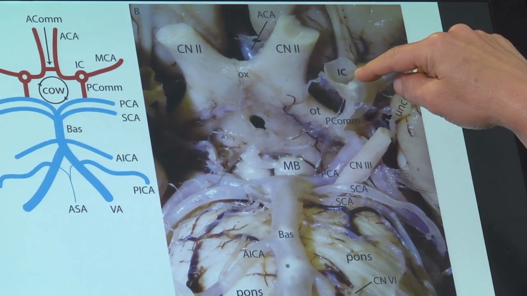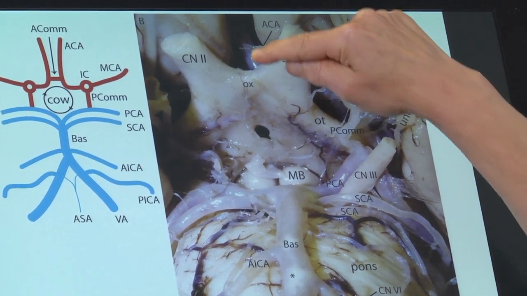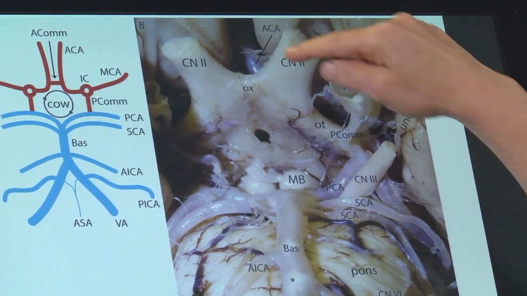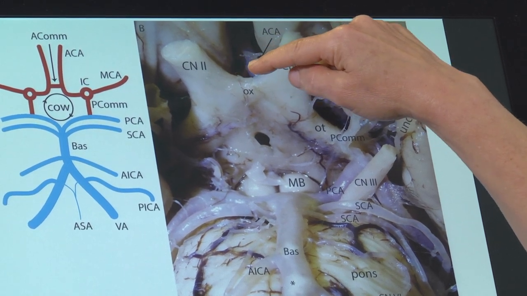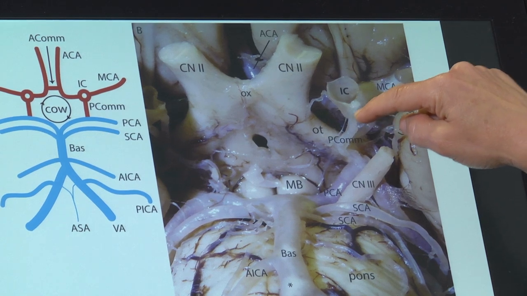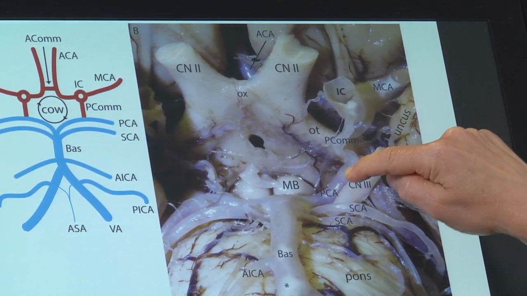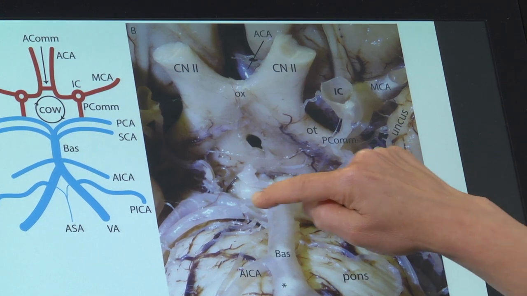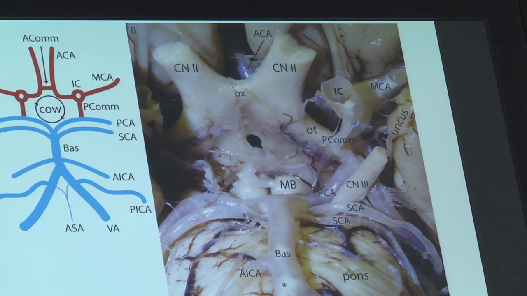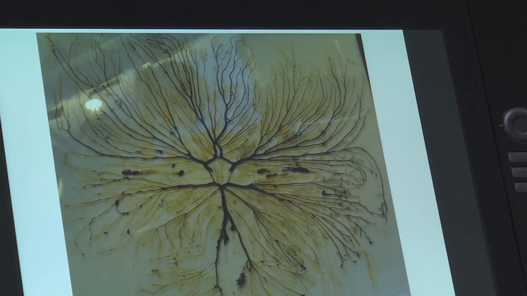Here is the internal carotid. It divides into the middle cerebral artery, the anterior cerebral artery. The anterior cerebral artery on either side joins up. The middle cerebral artery joins through this posterior communicating artery to the posterior cerebral artery, and around you go. A different view of this is seen in the next slide.